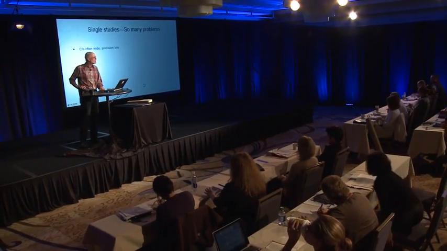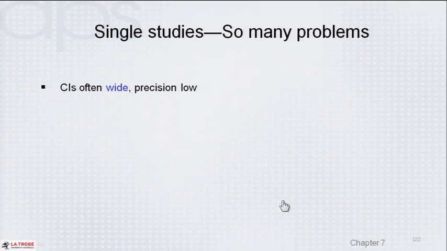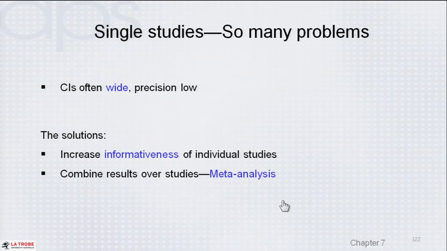So far, so much has been the bad news. Confidence intervals are wide, precision is low, sample sizes are too big, more than we can manage, and so on. How about some good news? Well, part of it, as I've talked about before, is informativeness. We really need to work on improving the precision of everything we do to the extent we possibly can. But then the really good news is we can integrate evidence over studies: meta-analysis.